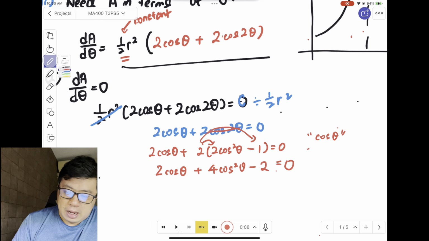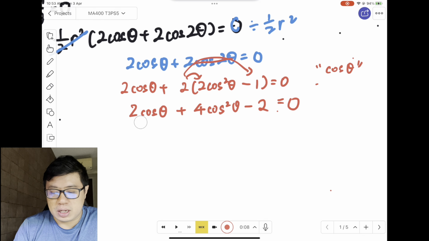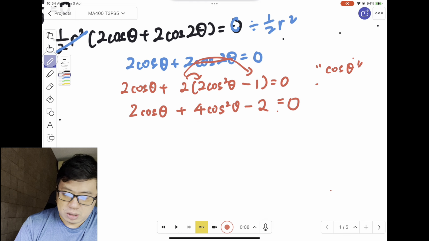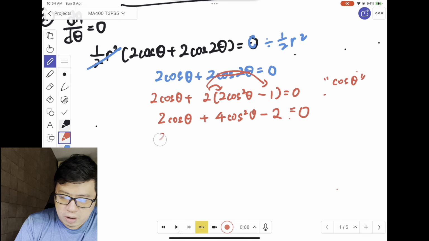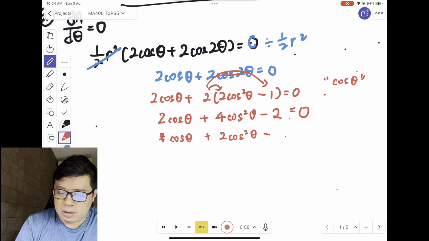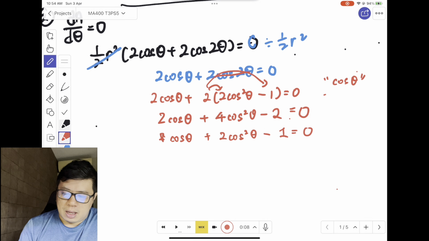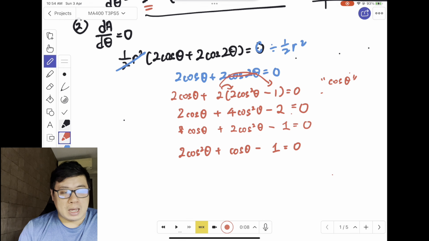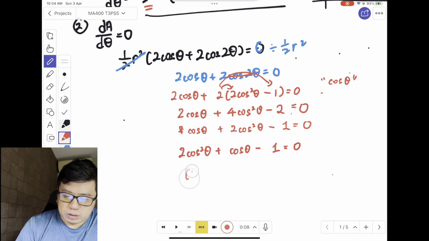Personally, it's a good habit to simplify the equation. If you notice that all of them are multiples of 2, how about you just divide all by 2, and you have cos theta plus 2 cos square theta minus 1. Okay, rewrite this as 2 cos square theta plus cos theta minus 1, right, in decreasing order. Then it is easier for you to factorize now.